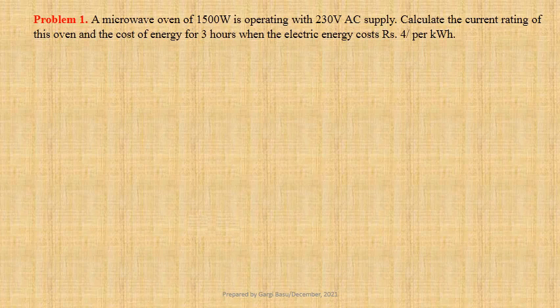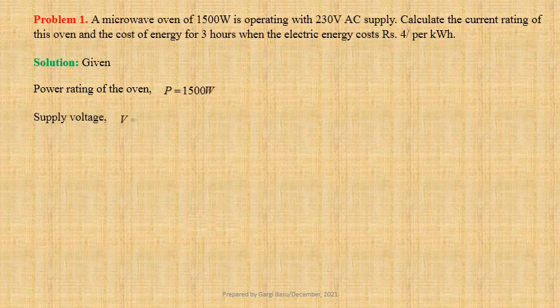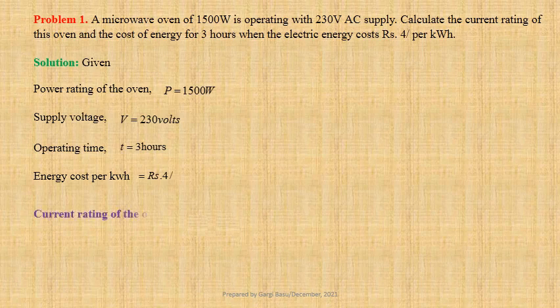Let us first write down the given data. Power rating of the oven P = 1500 watts. Supply voltage V = 230 volts. Operating time T = 3 hours. Energy cost per kilowatt hour = rupees 4. Assuming unity power factor, let us determine current rating of the oven.